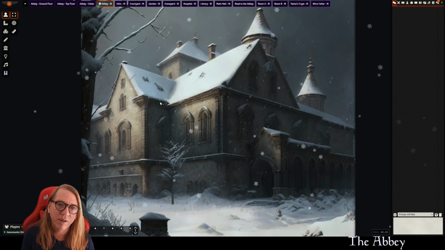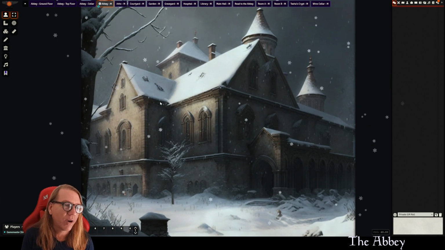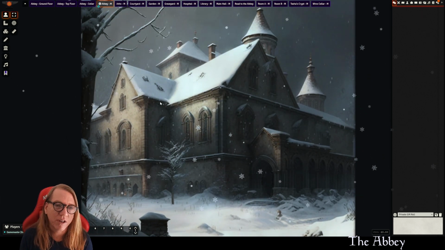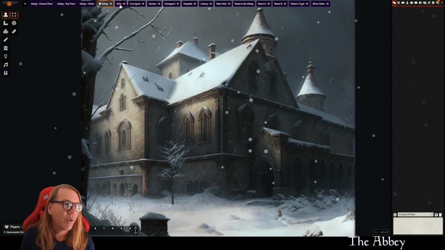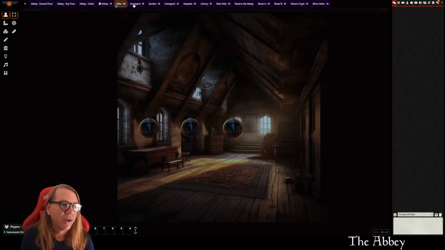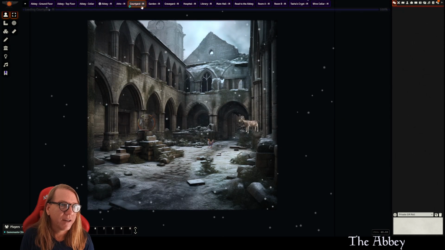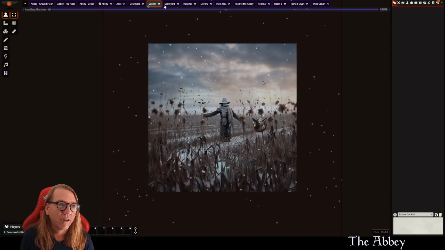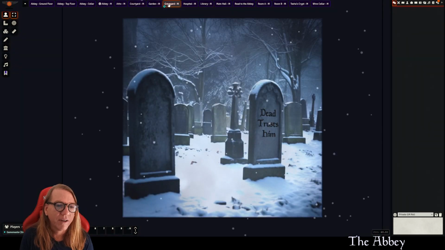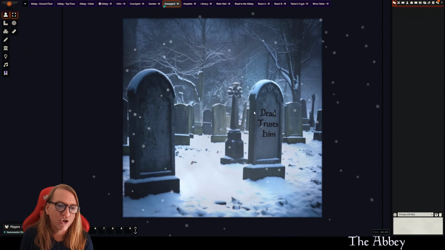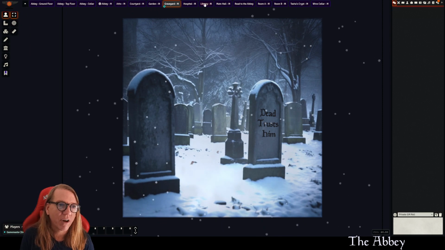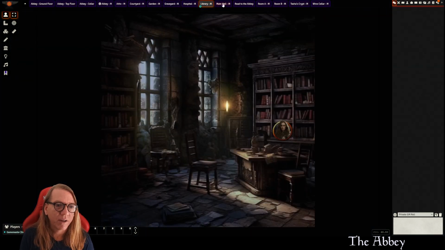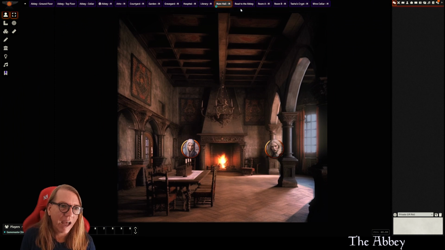I love incorporating Theater of the Mind maps with the battle maps. We got a lovely one here of the Abbey. I'm going to show you the Theater of the Mind maps first. We have the attic here with the kenu, the courtyard scene. We have the garden, the graveyard here with the dead trust hymn, that anagram the players have to solve. The library with Esmeralda, the main hall where they're visiting the abbot.